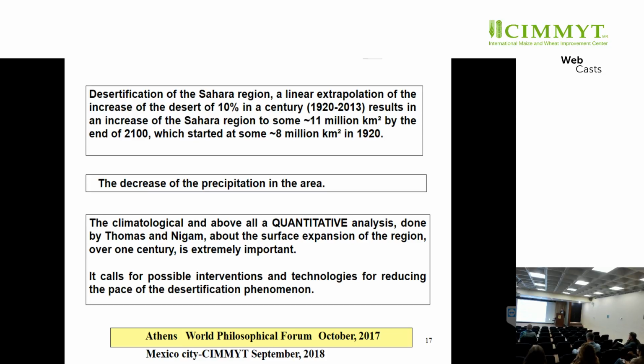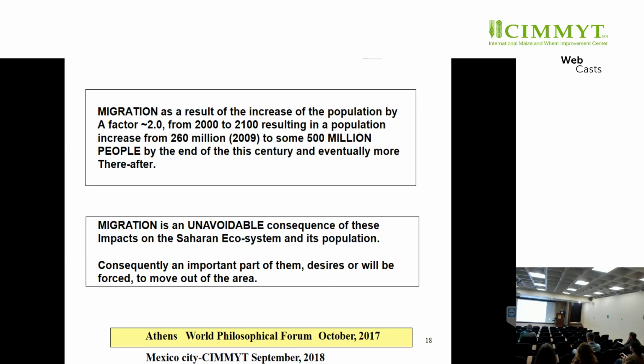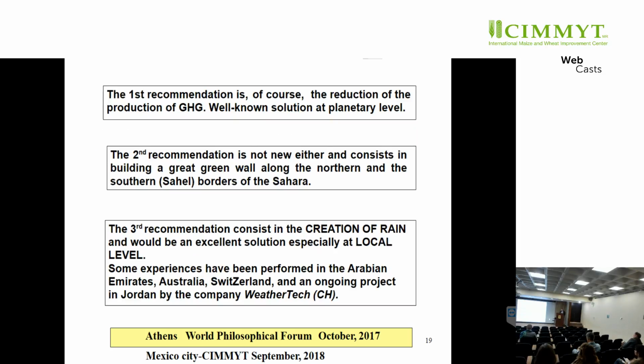Climatological, and above all, the quantitative analysis, what I have said, calls for intervention and technology for reducing the pace of desertification, which is easy to say, but I give some ideas after. Migration, I've told that, is unavoidable, so, okay. You do not have to share that, but whatever.